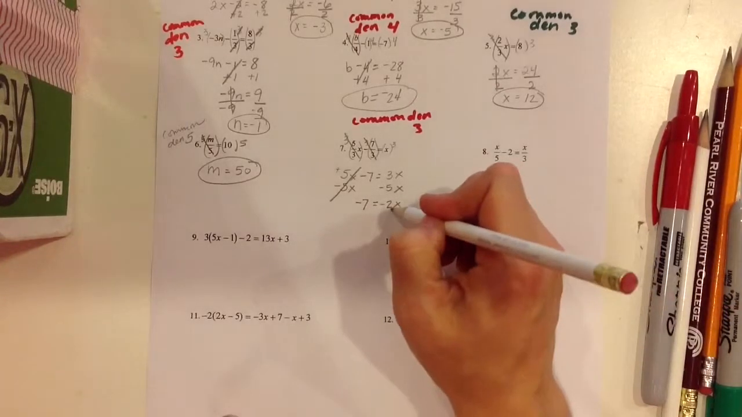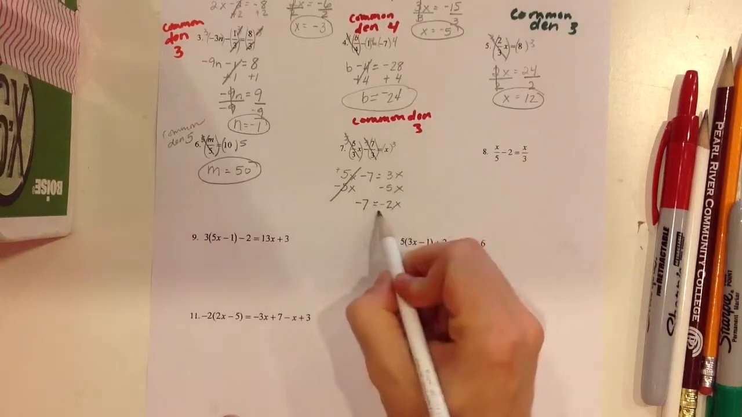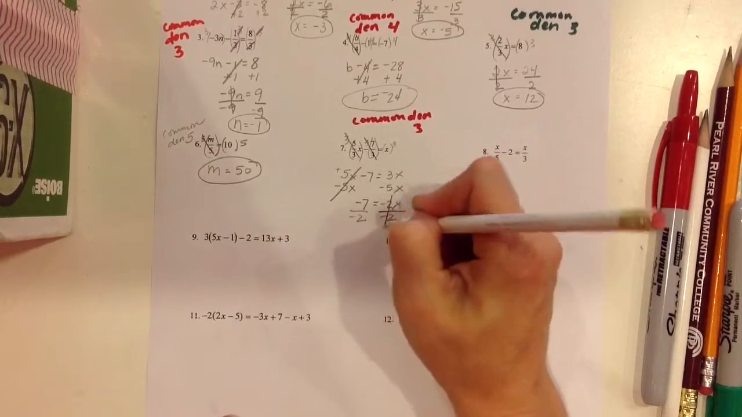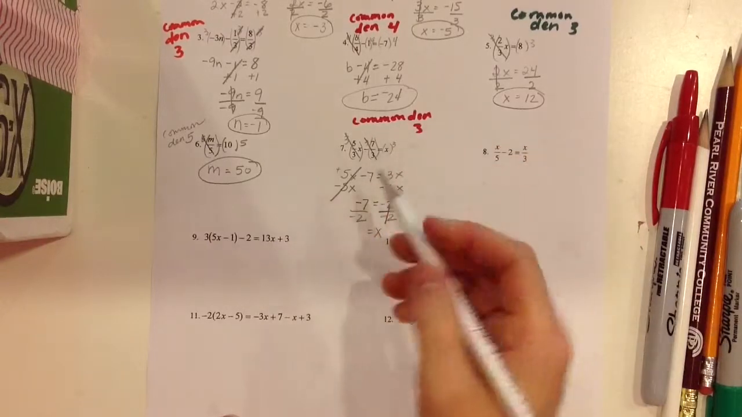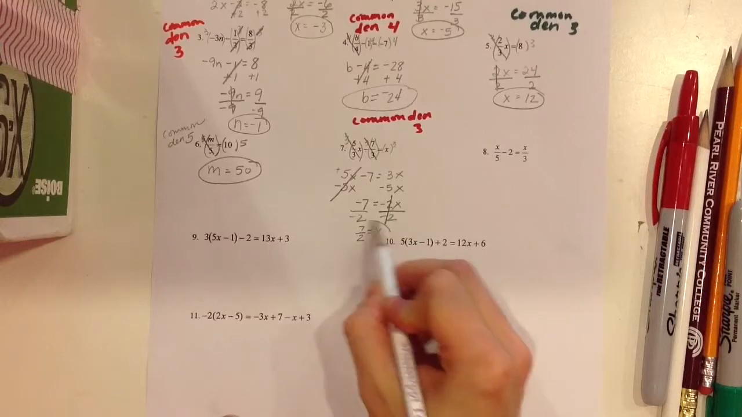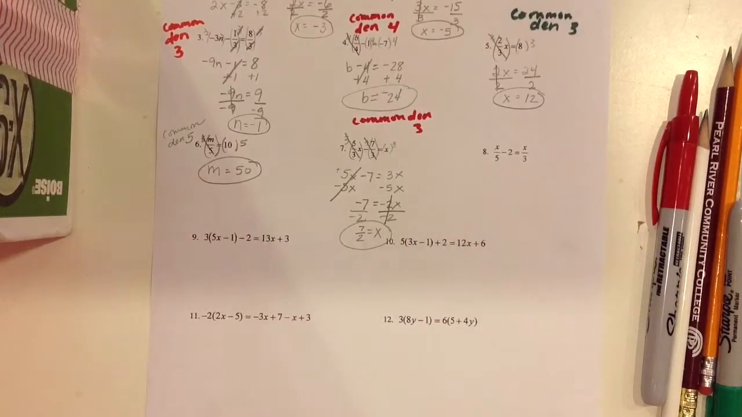And then divide by a negative 2. So I'm going to divide both sides by a negative 2. So that means that x equals, I'm going to just change this to a positive. You can't reduce this. So positive 7 over 2. You never want to leave a double negative with a division problem.